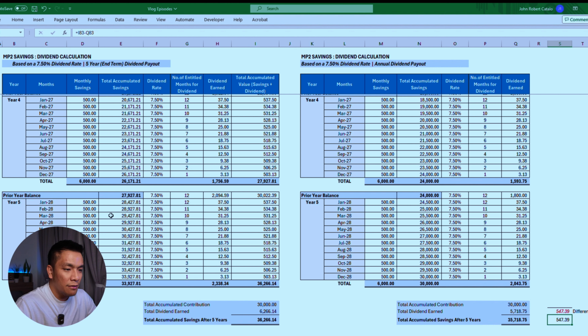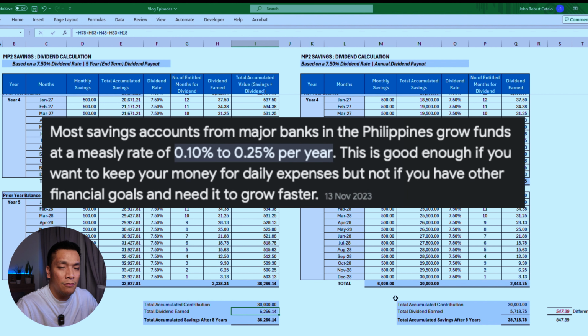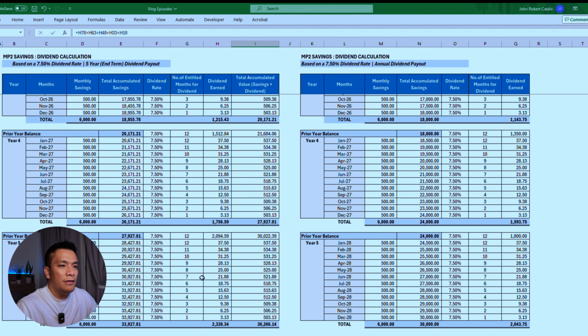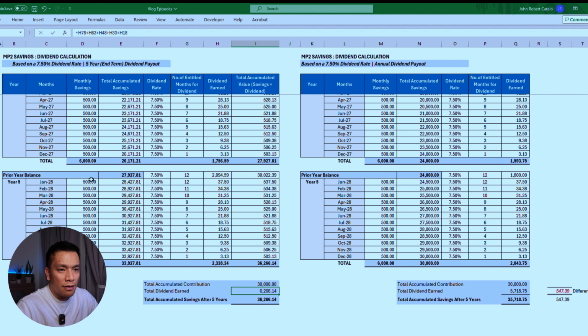So, if you're going to ask me, this amount of earning is definitely not bad. It's definitely good. Especially if you're going to compare it with the interest that you will be earning kung ilagay mo lang to sa bangko. Kasi yung interest sa pera na nilalagay mo sa bangko is sobrang minimal na sobrang incomparable sa amount na ma-earn mo with the MP2 savings program.